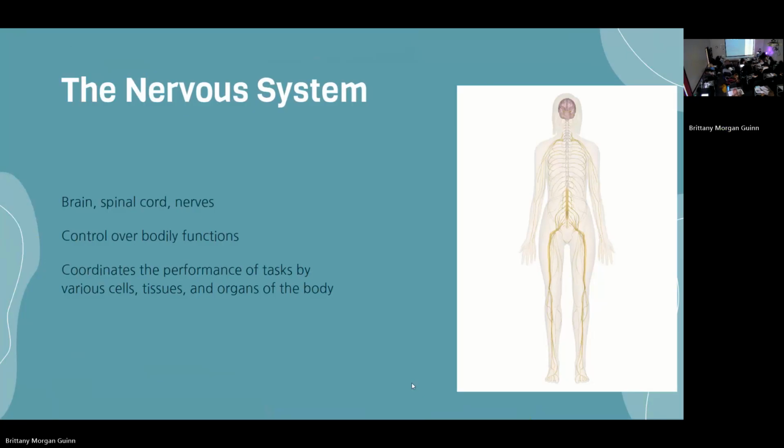All right, then we come to the nervous system: the brain, spinal cord, cranial and spinal nerves that have overall control over our body functions, coordinating performance of tasks by various cells, tissues, and organs of the body. So this is going to control our physiological processes as well as intellectual function.